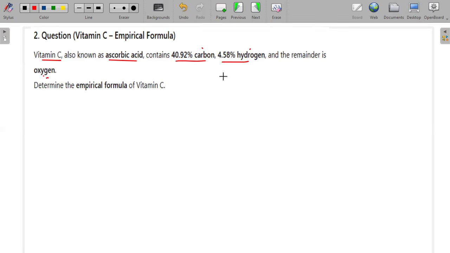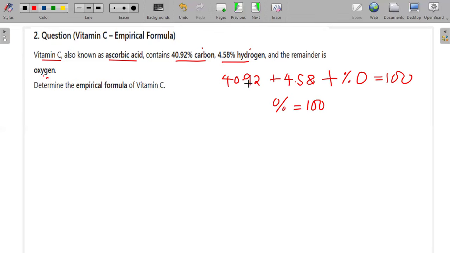So I'm going to say, okay, 40.92% for the carbon plus 4.58 for the hydrogen plus the percent for the oxygen. I should get what? 100%. Now I want to find the percent for the oxygen. So percent for the oxygen will just be 100, then you take these guys to the other side. If you want, you can first sum them, and then you take the sum to the other side. So 40.92 plus 4.58. And then I take it to the other side.